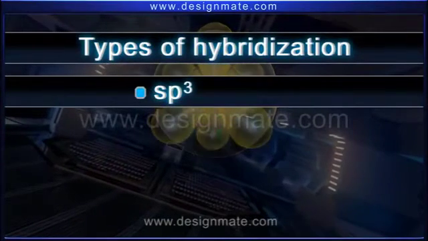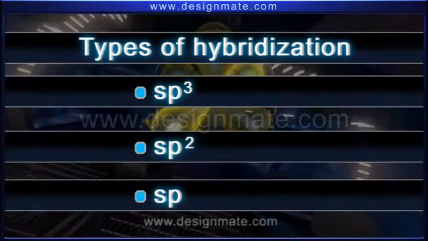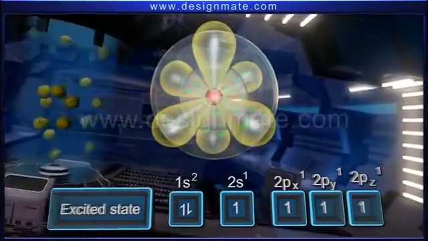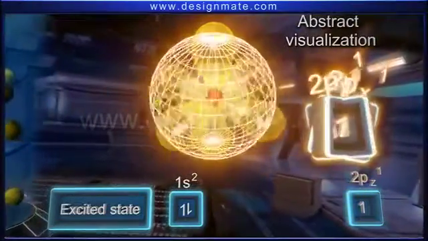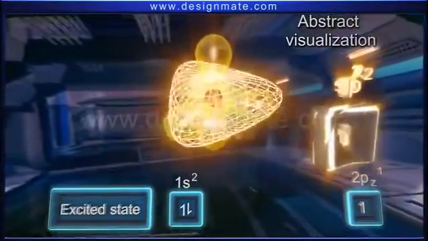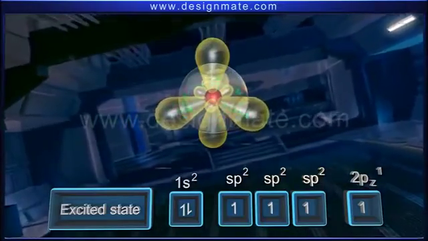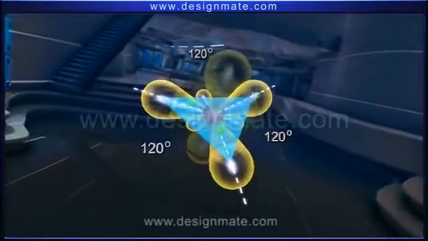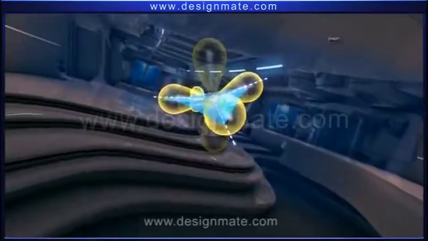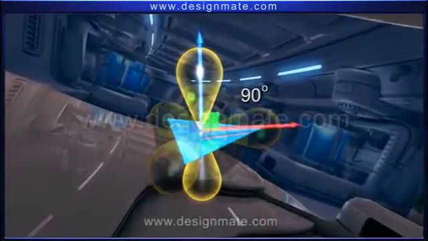Besides sp3 hybridization, the excited carbon atom may also undergo sp2 or sp hybridization. During the formation of a double bond, 1 2s and 2 of the 2p orbitals hybridize. Consequently, this hybridization is termed as sp2 hybridization. The hybridization leads to the formation of 3 equi-energetic sp2 hybrid orbitals. As you can see, each sp2 hybrid orbital is bilobed, one lobe bigger than the other. The half-filled p orbital, which was not involved in hybridization, lies at right angles to the plane of the equilateral triangle.